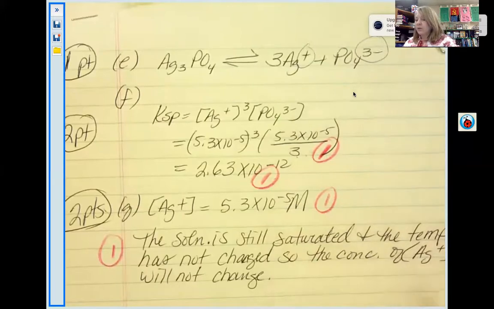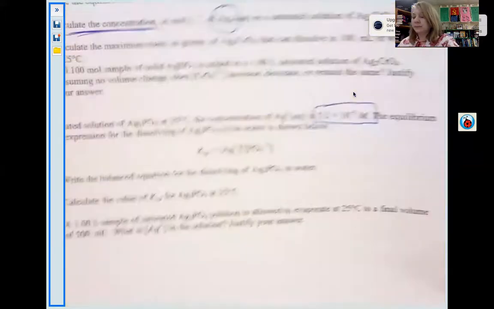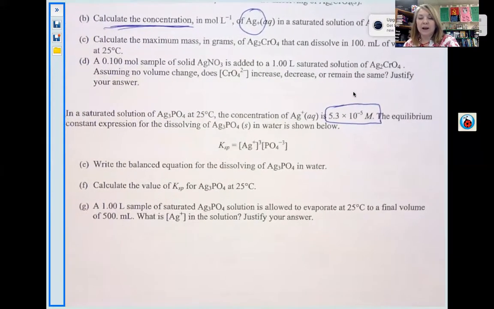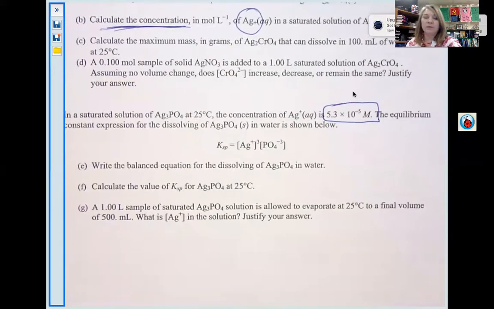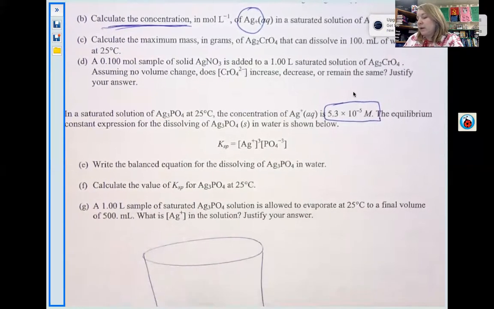All right, the last question was a 2-point question. Let me read what the question says. The question says, if you have a 1 liter sample of saturated silver phosphate, it's allowed to evaporate at 25 degrees Celsius to a final volume of 500 mL. What is the silver ion concentration in solution? Justify your answer. Okay, so for this problem, I had actually drawn a beaker on the board for you guys, and if you had missed class, that might have been why you missed this question.